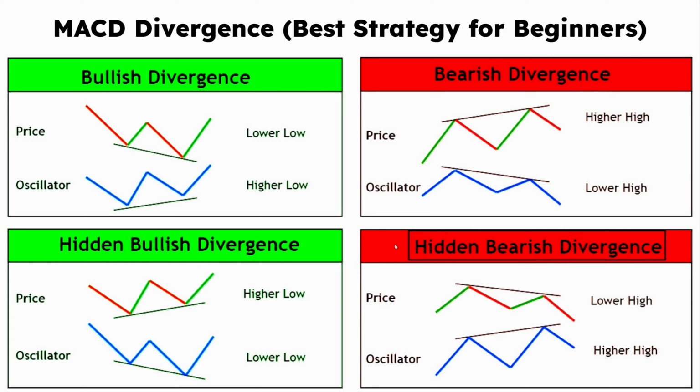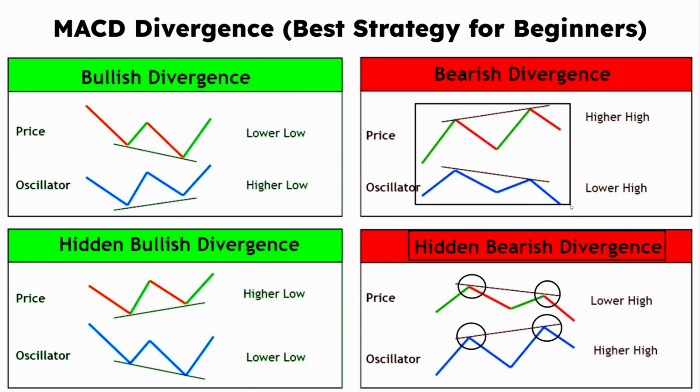But in this case, in order to identify the hidden bearish divergence, we want to see the price printing lower highs. So we want to see lower highs on the price, while at the same time we want the oscillator, which in our case is the MACD, to print higher highs. So as you guys can see, it's pretty much the mirror image of the regular bearish divergence.